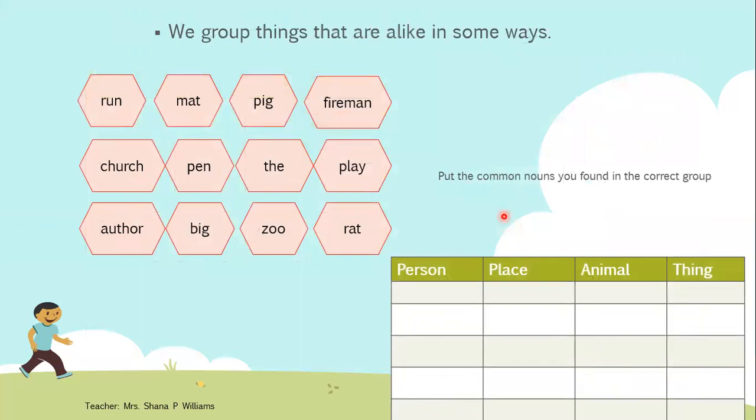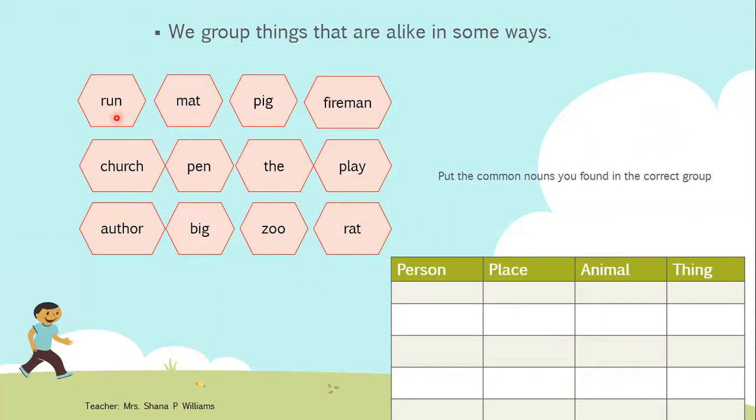All right, so we group things that are alike in some ways. Alike means same. So things that are the same, we put them in one group by themselves. So things that are alike in some way or the other, we group them together. So here we have some words, word tiles. We are going to look for the common nouns and then place them into their correct groups. For example, person, place, animal, or thing.